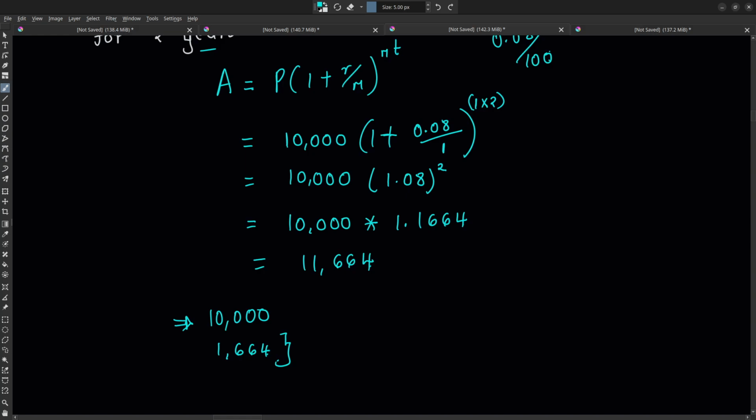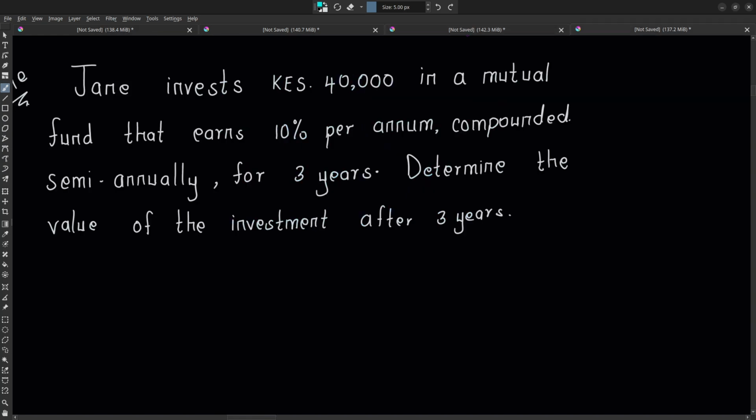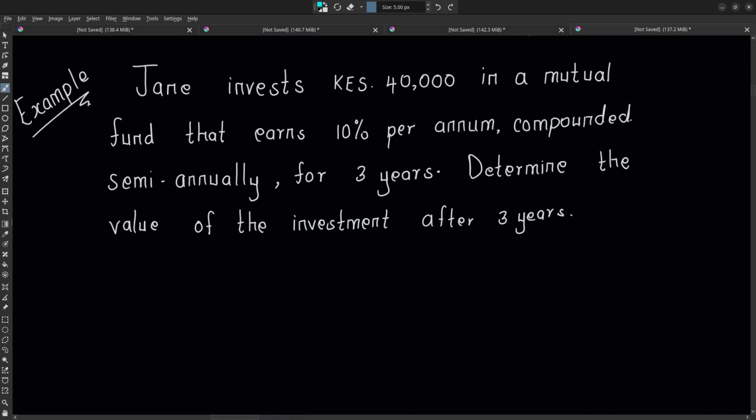Now let us look at another example where we are told Jen invests Kenyan shillings 40,000 in a mutual fund. This is the principal, and it earns an interest of 10% per annum, compounded semi-annually. So the compounding is done after every half a year, for 3 years. We are asked to determine the value of the investment after these 3 years.